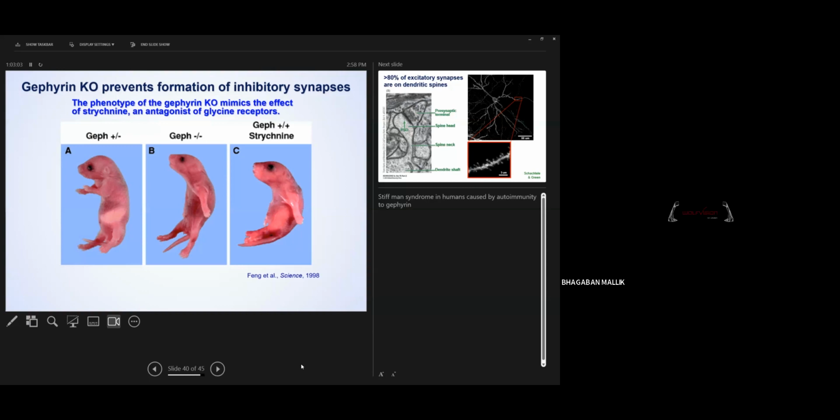So in the styricine mouse, you can see that they are abnormal compared to the wild type. So the Zephyrin knockout mice resemble styricine mice. They have a lot of abnormalities because you do not have clustering of glycine receptor.